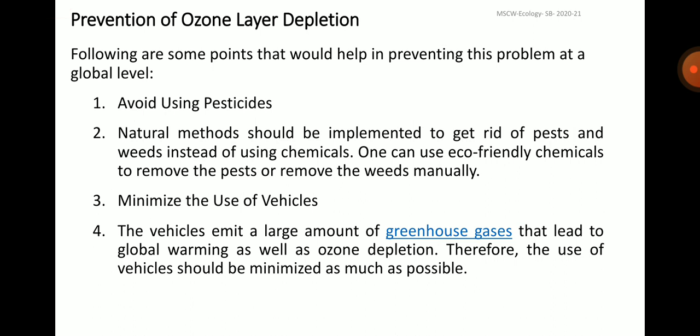So, now what about the mitigation or prevention of ozone layer depletion? You can mention the following are some points that would help in preventing this problem at a global level. You can avoid using pesticides. Natural methods should be implemented to get rid of pests and weeds instead of using chemicals. One can use eco-friendly chemicals to remove the pests or remove the weeds manually, and minimize the use of vehicles. The vehicles emit a large amount of greenhouse gases that lead to global warming as well as ozone depletion. Therefore, the use of vehicles should be minimized as much as possible.